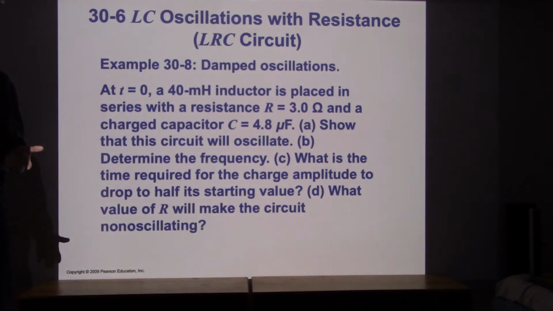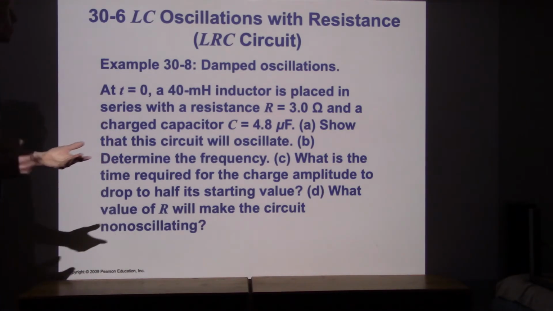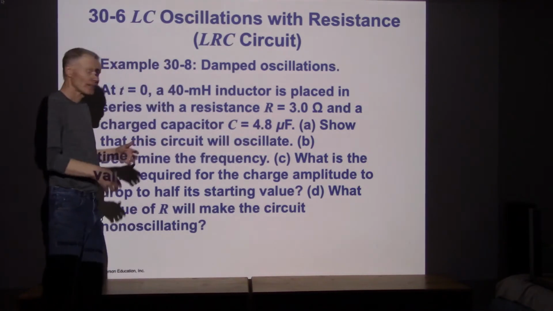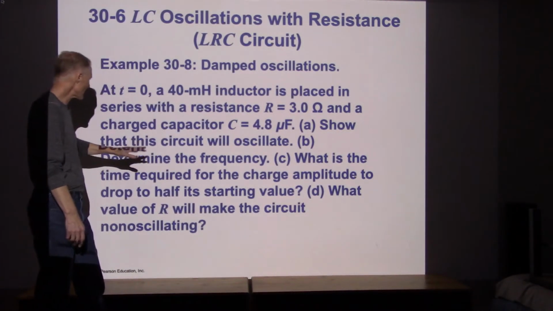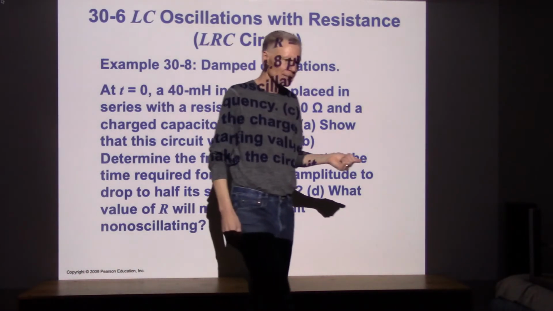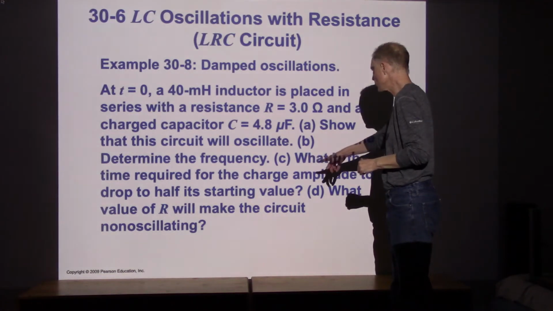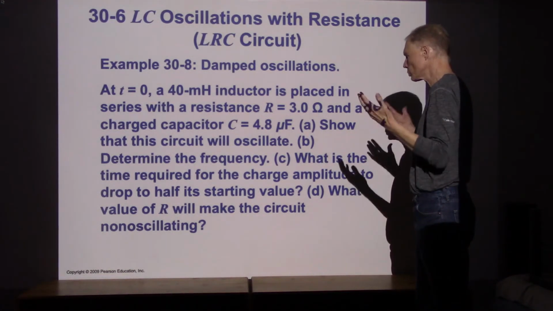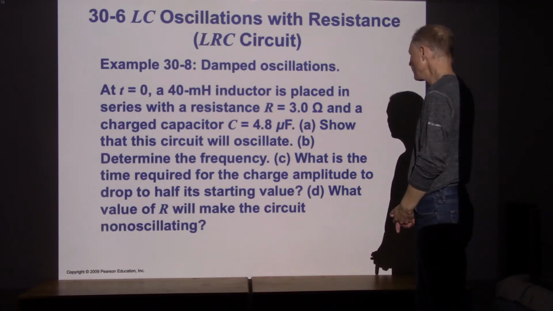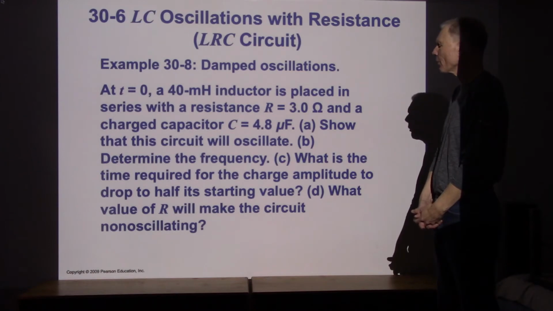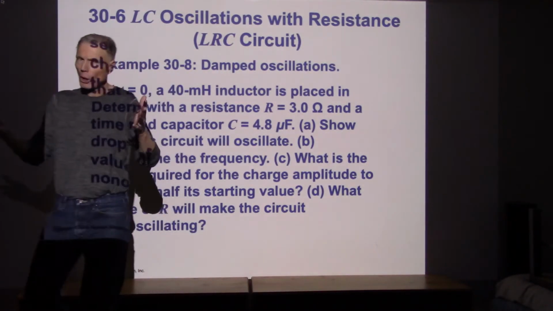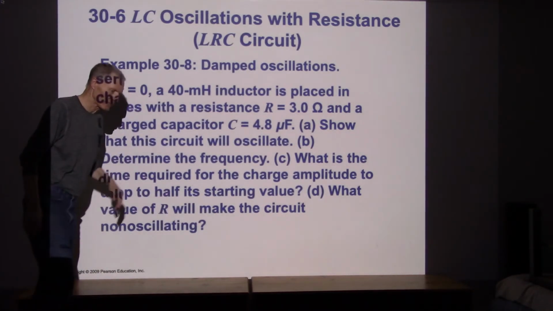And I guess the first question that we need to answer, and I think it's the first question they talk about, is it underdamped or overdamped or critically damped? They seem to be suggesting it's underdamped, but we better check and make sure. So the first thing they want us to show is, is the circuit going to oscillate or not? So we've got to show how much damping there is. And then, they do say, find the frequency, so I'm guessing it's going to be underdamped. And then they say, what is the time required for the charge amplitude to drop to half of the starting value? And then finally, what value of R would make the circuit non-oscillating. I thought it said no oscillating, but it's actually just non-oscillating.